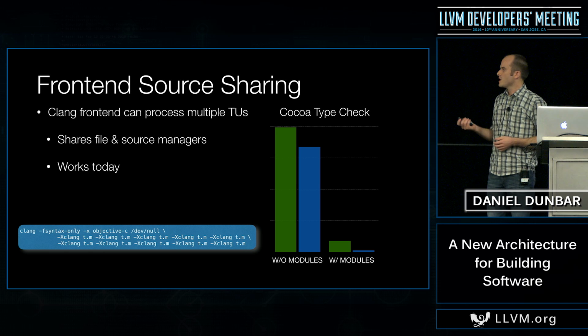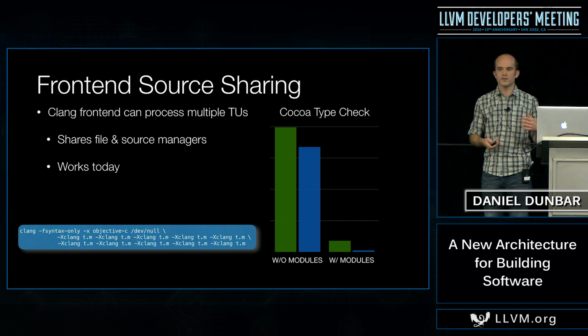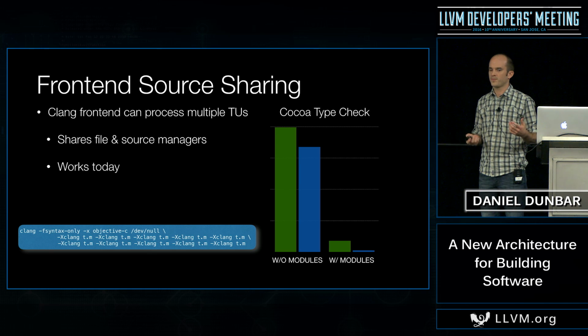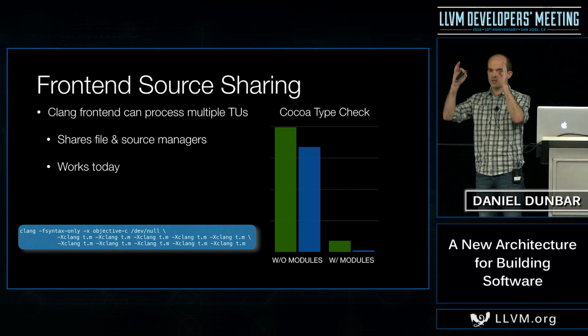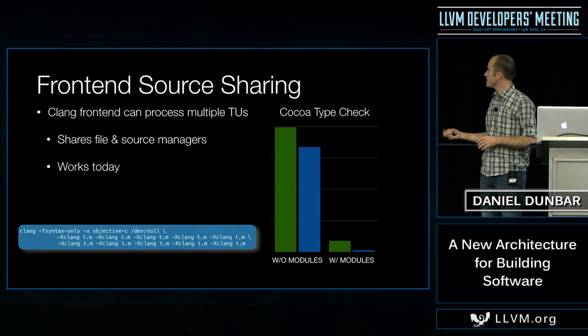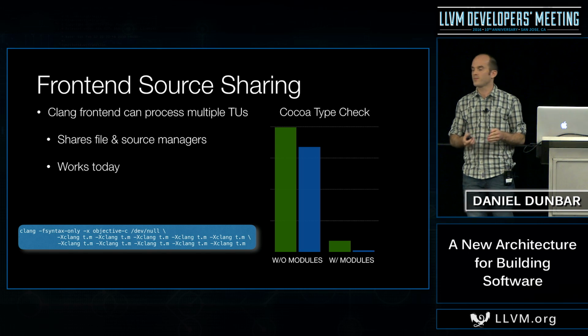So in this case, what I've done is I have a trivial Objective-C source file, which includes one of the large frameworks on our platform. And what I'm measuring is the time for one front end to process those 10 source files, the same source file 10 times, versus the time to run the front end 10 times. And what we see is that it's actually 15% faster to do it within one front end.